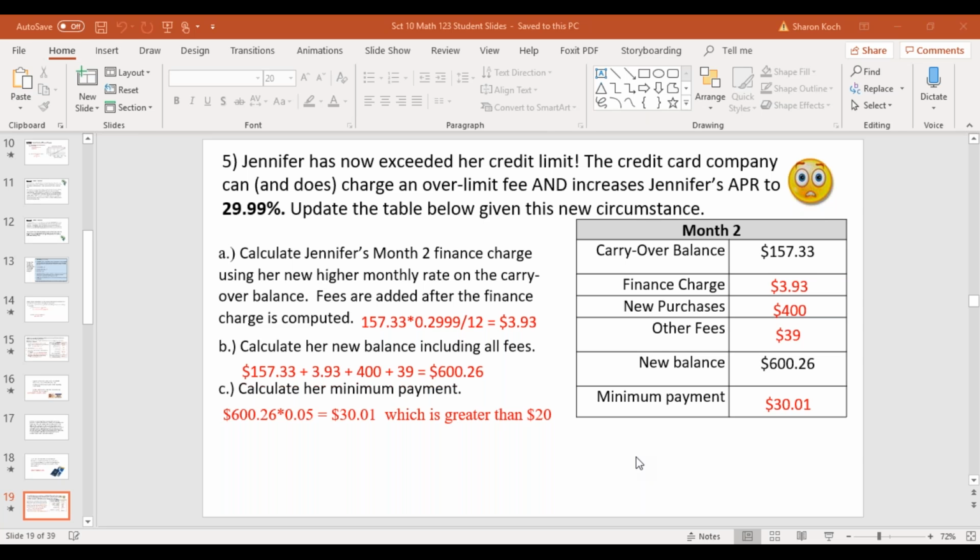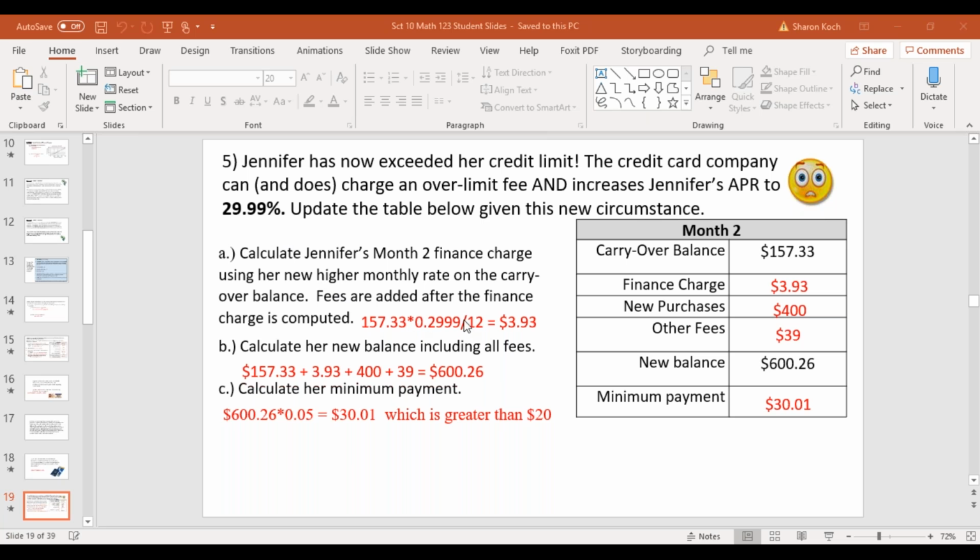All right, remember her carryover balance from that previous month was $157.33. All right, if we take the finance charge, remember APR, divide it by 12 and multiply by this balance. Now, one of the problems though, she purchased a $400 plane ticket, which put her over her $500 credit limit. So her APR is no longer that low amount. It is this new amount of 29.99%.